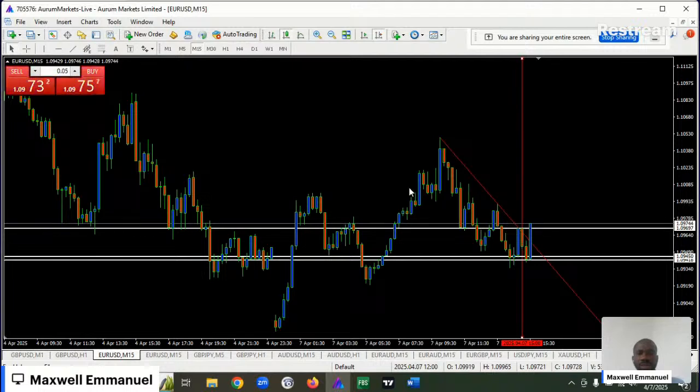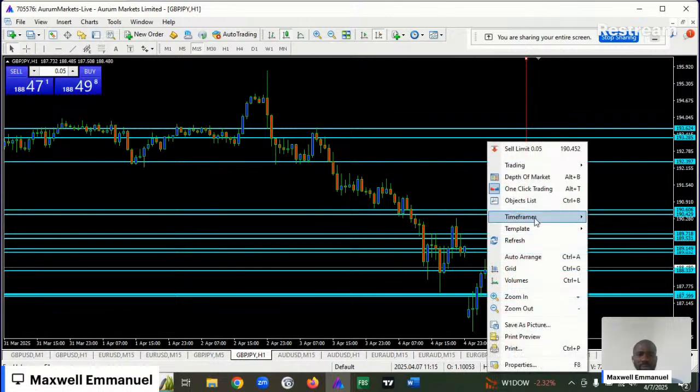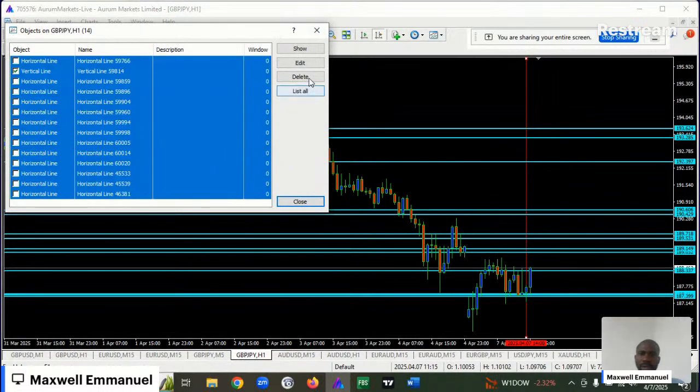So that's my take on Euro USD, bullish on Euro USD. Okay, let's see GBP JPY. GBP JPY should be bullish also at the moment. You can see GBP JPY is also bullish at the moment.